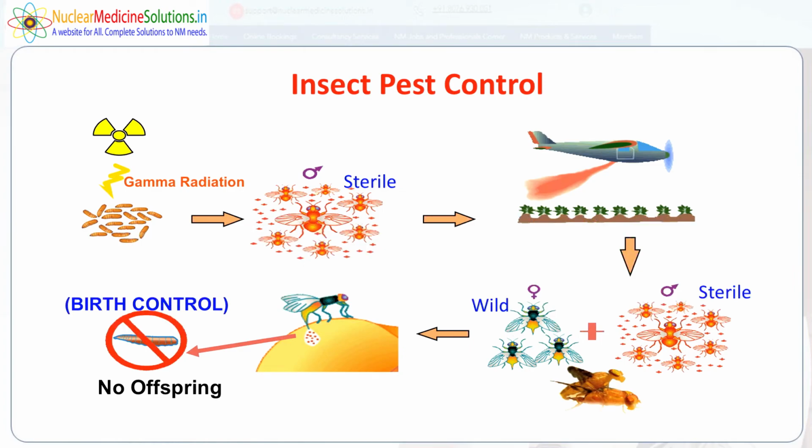Insect pest control. You can see this radiation is very useful in agriculture where insects are present. How do we really control these insects? It can be used as pest control, and you can control the particular insects which create problems for our crops.